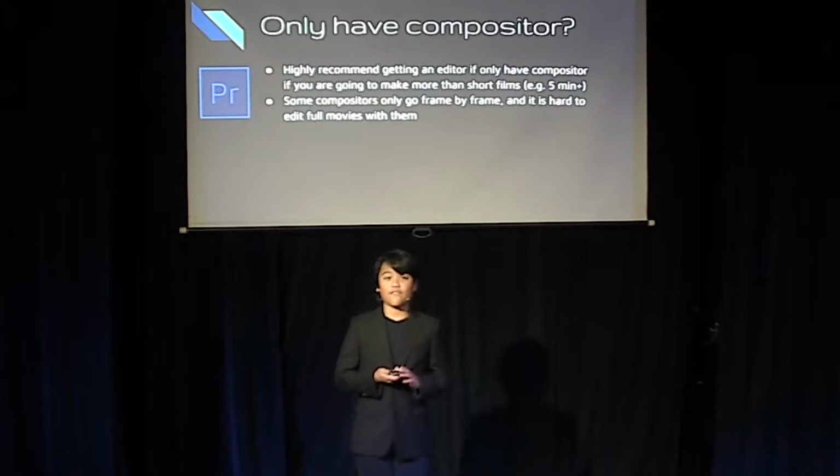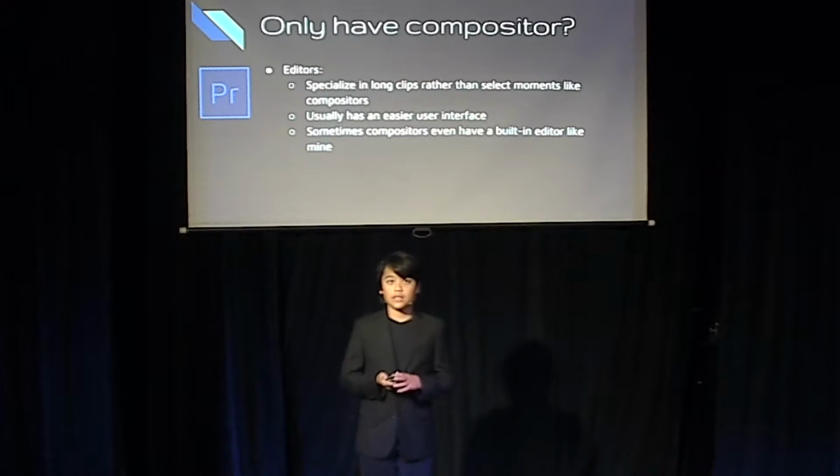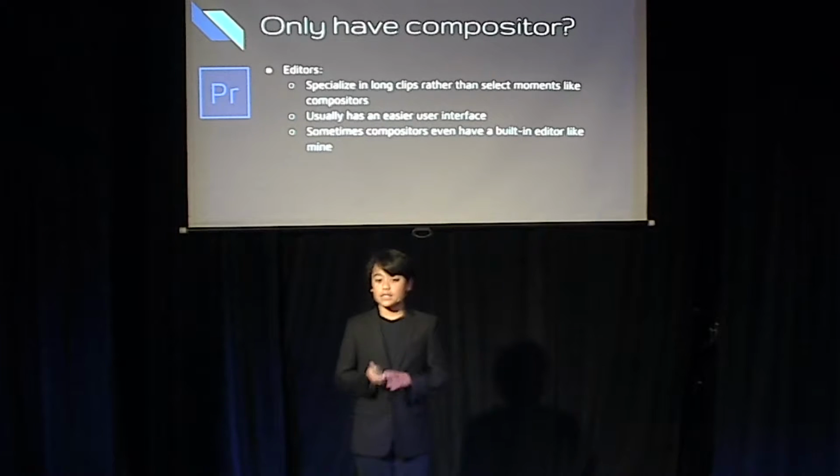Some cameras go up to 40 or even 60 frames per second if you're recording in 4K. Editors usually specialize in long clips rather than select moments like compositors do. They also usually have an easier user interface, and sometimes compositors have a built-in editor like mine.